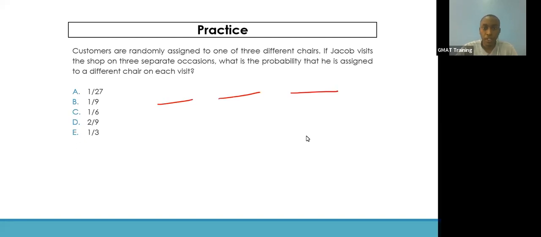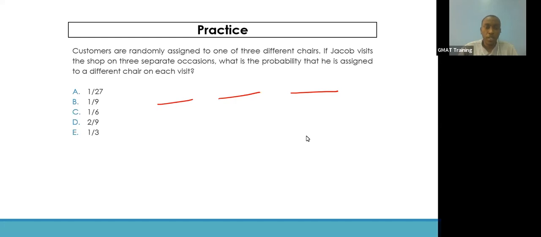If Jacob visits the shop on three separate occasions, what is the probability that he is assigned to a different chair on each visit? So if Jacob comes to the shop on three different occasions, the first time, second time, third time, what is the probability that he sits on a different chair? That means he ought not to sit on the same chair in these three separate occasions.